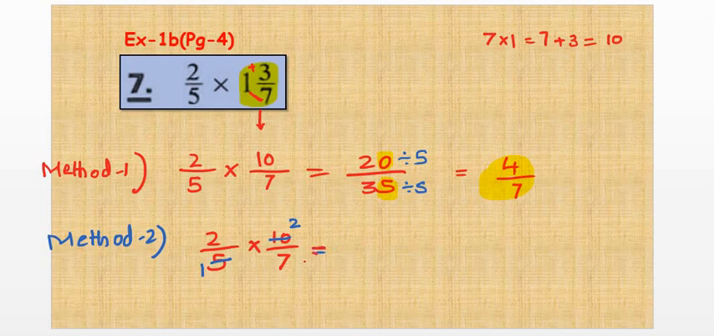You will get 2 times 2 is 4 in the numerator, and 7 times 1 is 7 in the denominator. So this shows that you can simplify the final answer by 5, or you can simplify in the beginning, in the first step, and in both cases the answer will be the same, right? Let me take some more questions from the exercise.